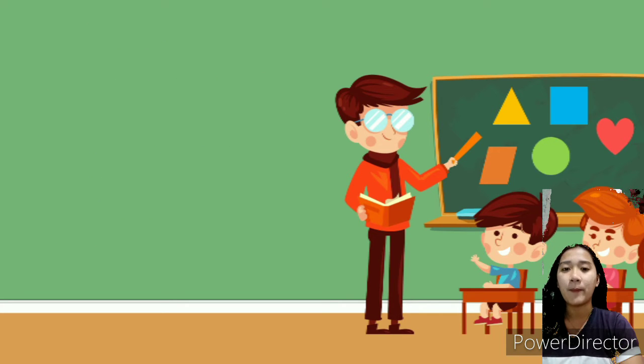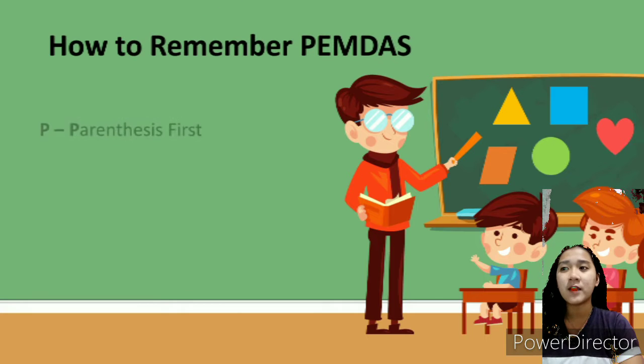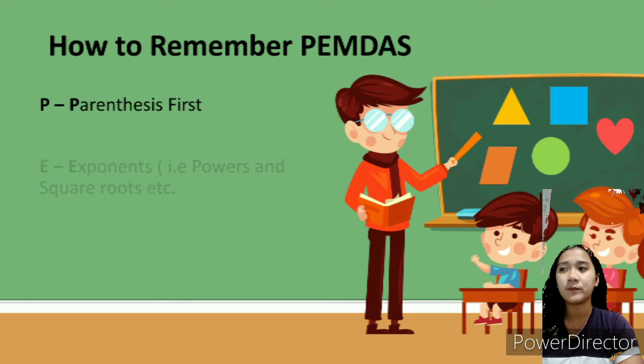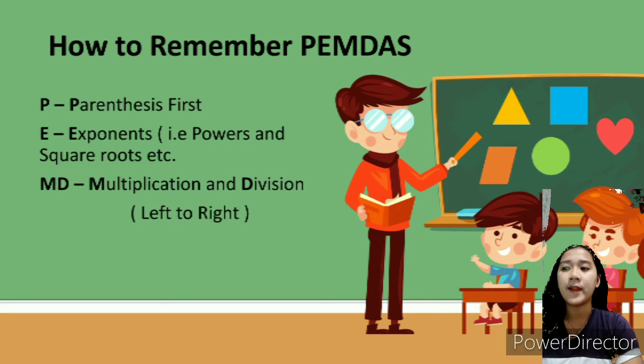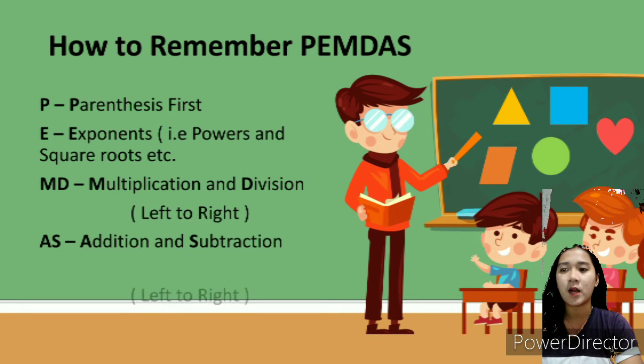How to remember PEMDAS? P stands for parenthesis first. E stands for exponent. Examples are powers and square roots. MD is multiplication and division. AS stands for addition and subtraction.